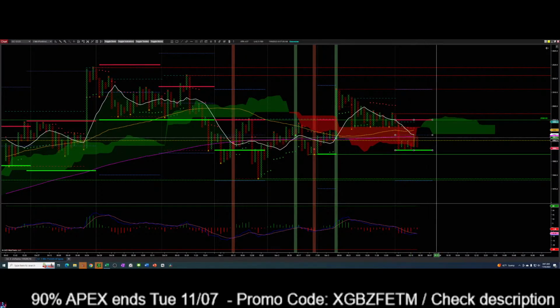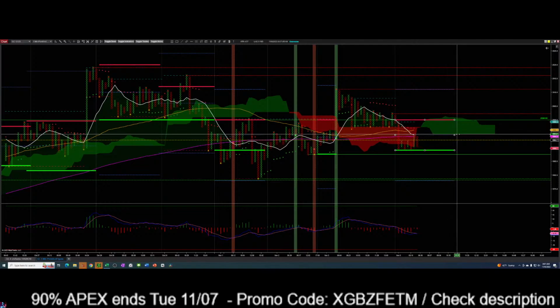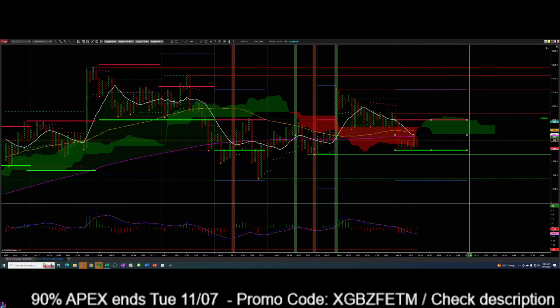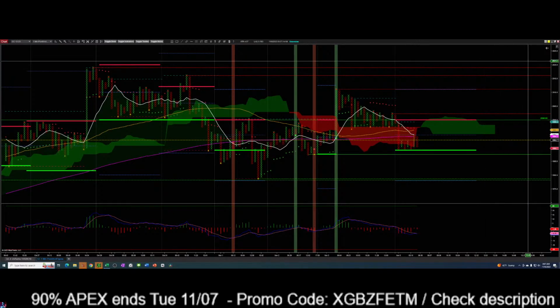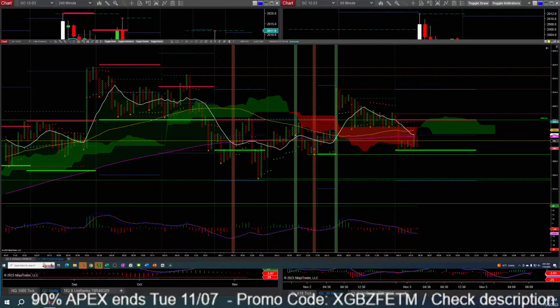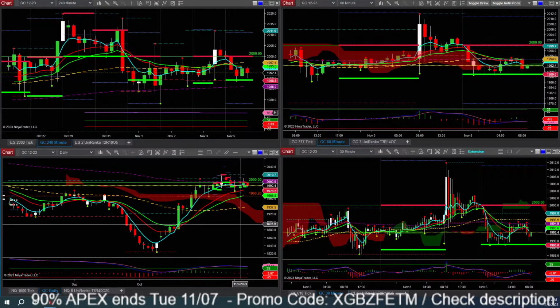Let's put this one beginning of the day there, and then move this one to the right a little bit. And so let's check the monitor number 2, that one there. And let's check the 240 minutes. It's moving sideways in between these levels. It is bearish on the 240 minutes.